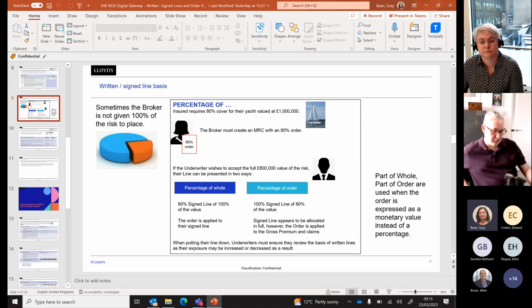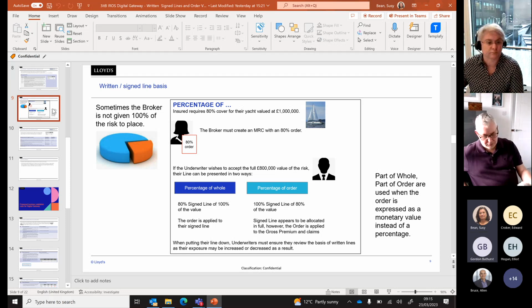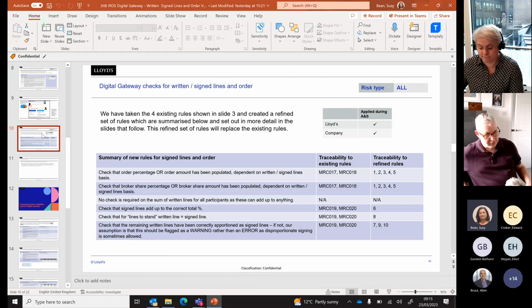So there's also part of whole and part of order, which are used when the order is expressed as a monetary value. So instead of having 80% of 100%, you'd have 80% of an amount, so 80% of £1 million. But hopefully that's something you're all familiar with anyway, but we've just put that in as context. So moving on to the next slide.